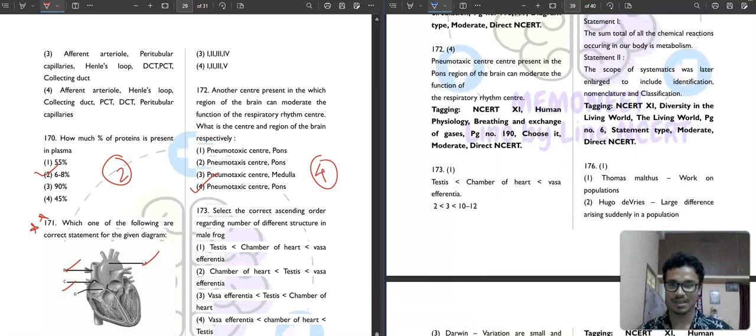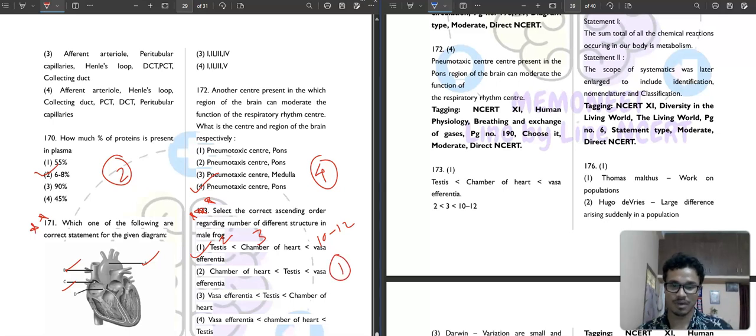It is saying, select the correct ascending order regarding the number of different structures in a male frog. We repeat this kind of question from frog or from cockroach because we cannot create a very good question from this chapter. We put this question, as I said before, just to read. Testes is how many? 2 testes in male frog. Then chambers of the heart is 3. Vasa efferentia is 10 to 12. So in ascending order, the first option is your correct answer.